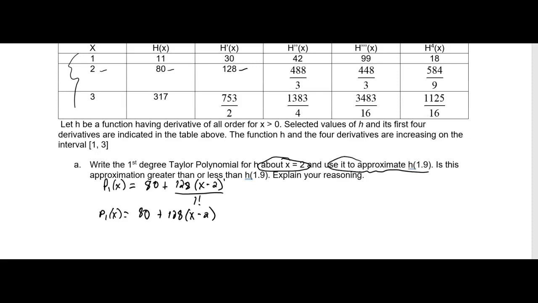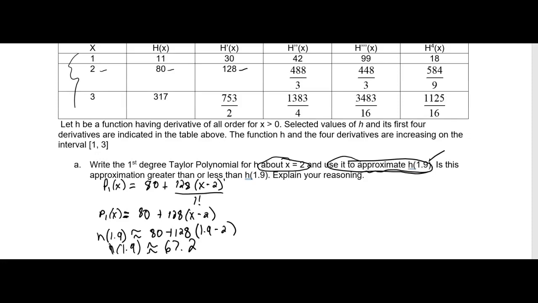You are now going to use that to approximate h of 1.9. Notice I'm just using an equal sign here because this is our polynomial. That polynomial is an approximation for h. So to use this to approximate h of 1.9, I'm going to say h of 1.9 would be approximately 80 plus 128, throw in your 1.9 here. And that should give us h of 1.9 is approximately 67.2. So that's our approximation.